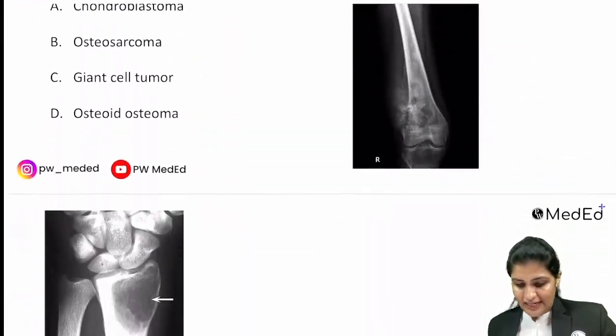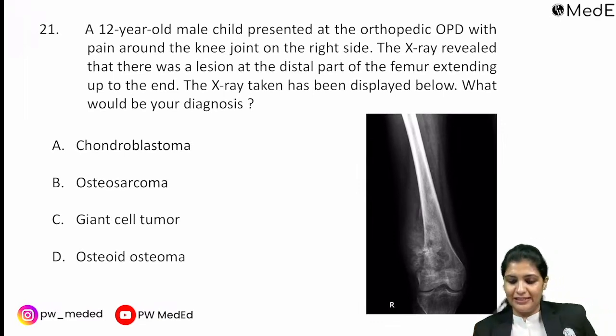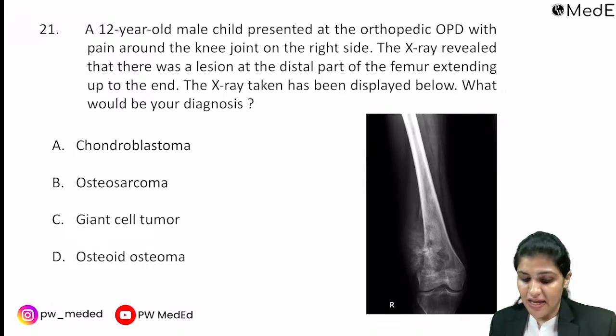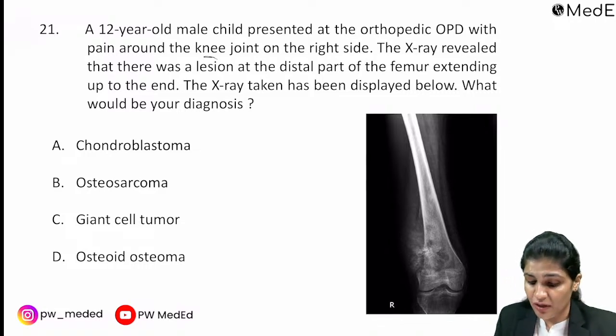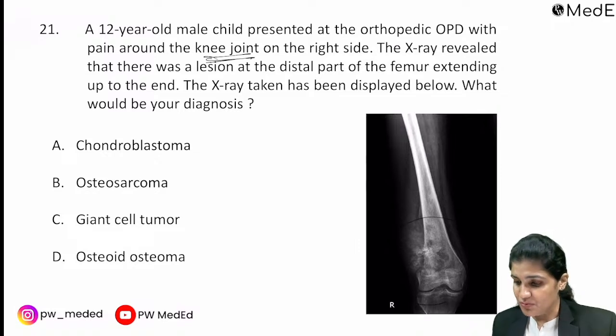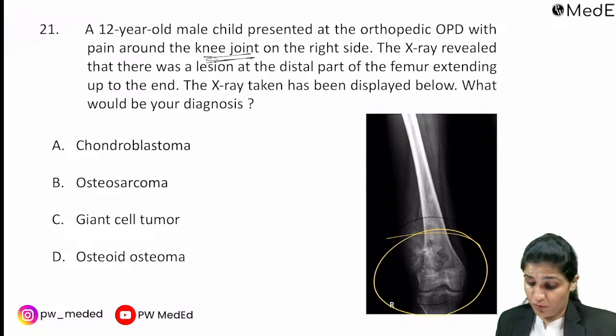And now this is the last question. So what is this question about? So I think you can easily answer this because we have already completed this. So here there is a 12-year-old child presented to the orthopedic OPD with pain around the knee joint. So this is the knee X-ray which they have given to us, right? And there they revealed a lesion in the distal part which is extending up to the end, and the X-ray is taken below. What would be the diagnosis?